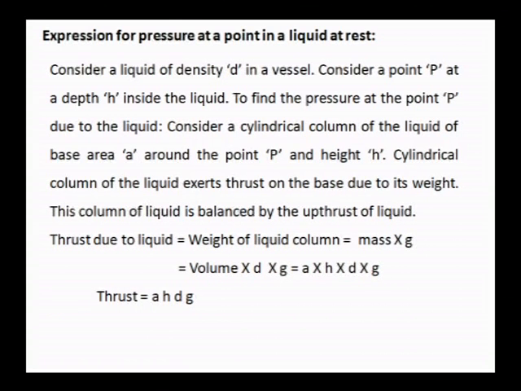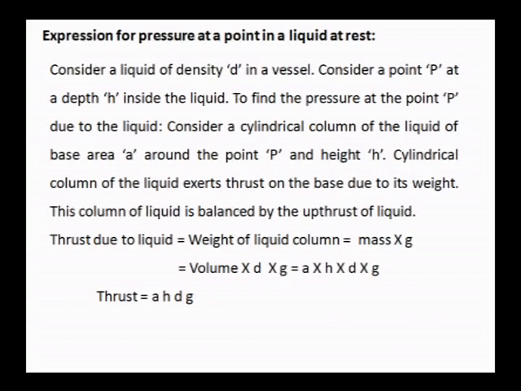So, we have considered a liquid of density d kg per meter cube in a vessel. We have considered a point P at a depth h inside the liquid. To find the pressure, we are going to find the pressure at the point P due to the liquid. So, we have immersed a pipe that we consider as a cylindrical column of the liquid, which has a base area A around the point P and height h. The liquid exerts thrust on the base due to its weight. This column of liquid is balanced by the upthrust of the liquid.